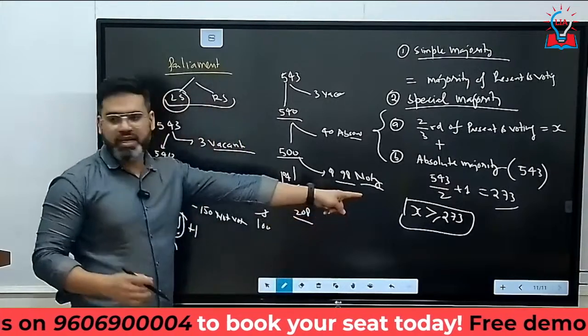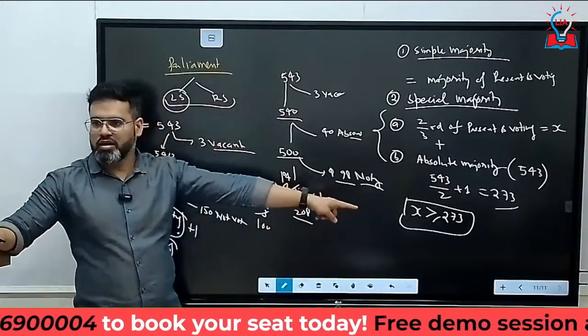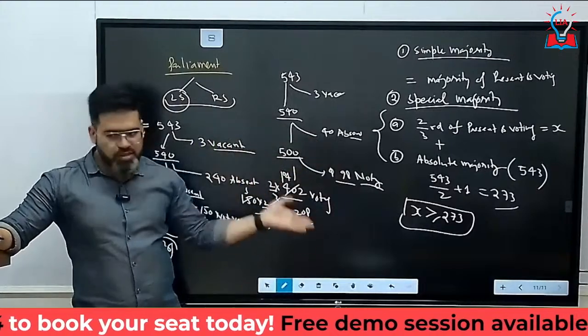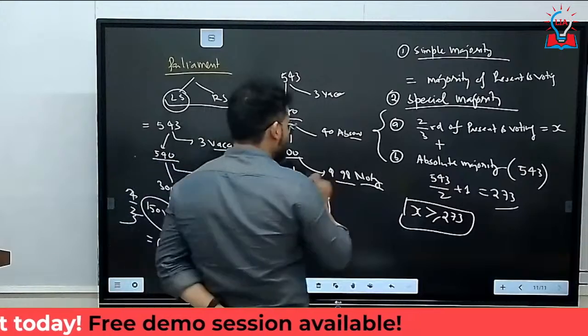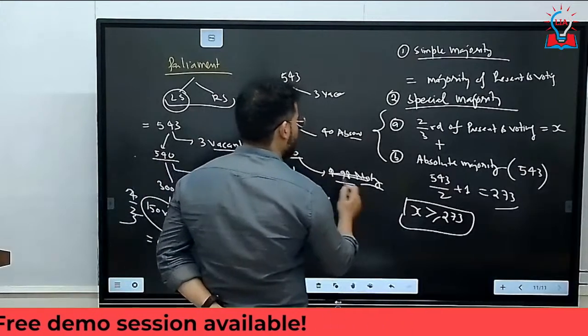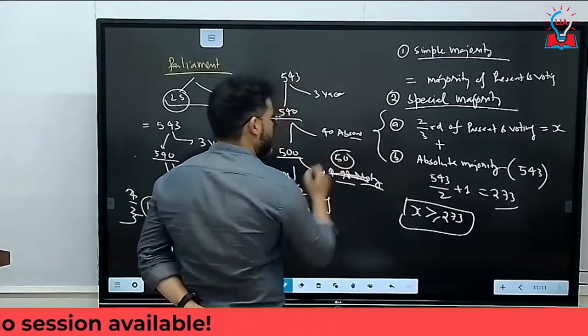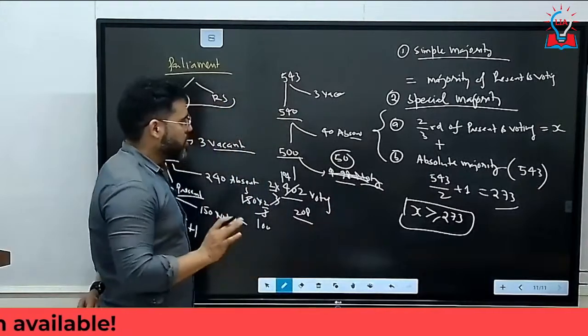Is 202 greater than or equal to 273? No. That means still we are not able to amend the constitution. So what do we need to do again? We need to increase the number. So let's remove this here. Let's make it only 50. Only 50 are not voting.